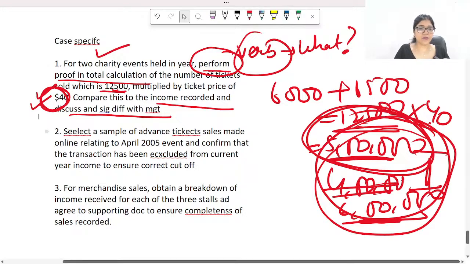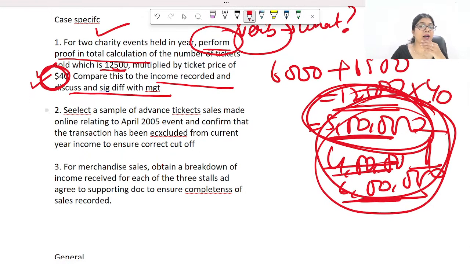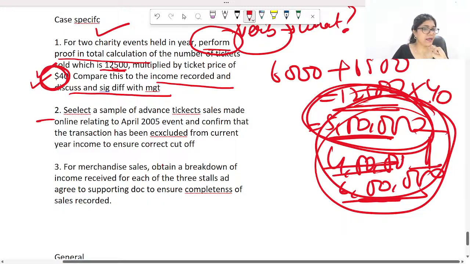Okay, next. Select a sample of advance ticket sales. So if you read the question, they are making ticket sales made online. So they are selling it via website. So I have written online relating to April 2005 event.